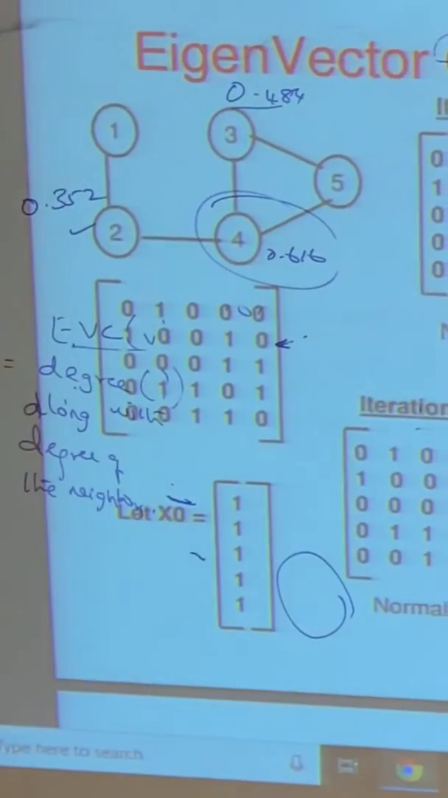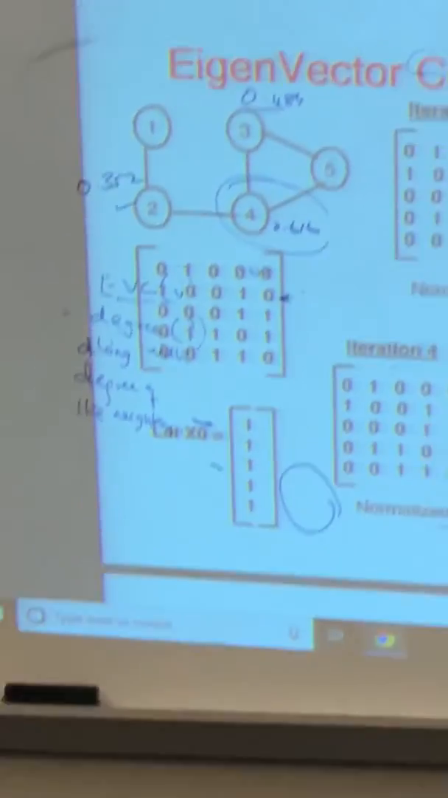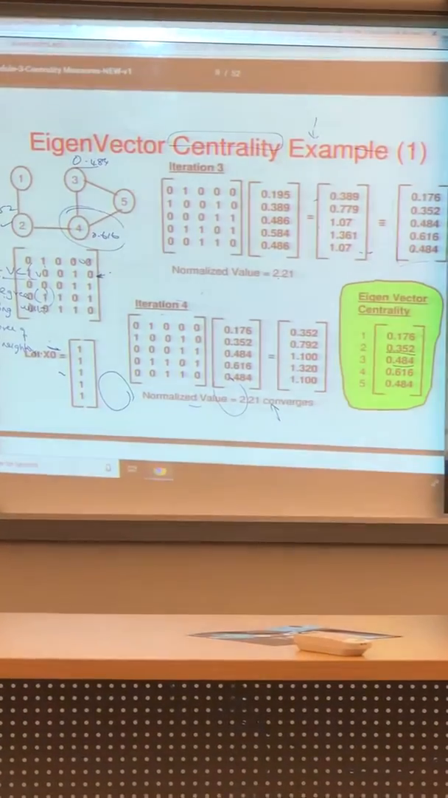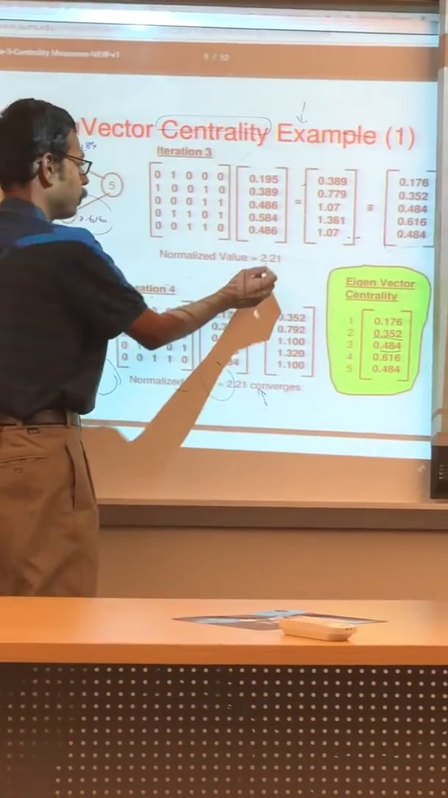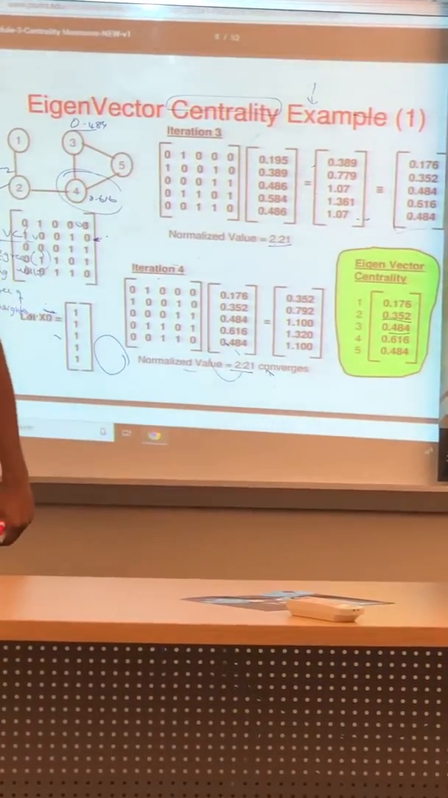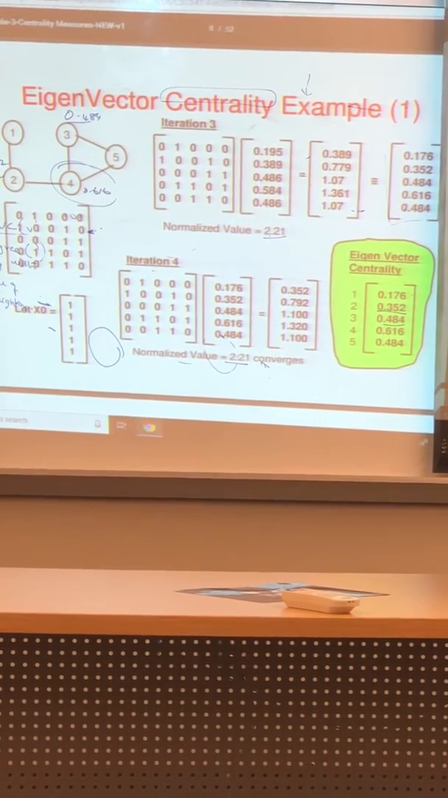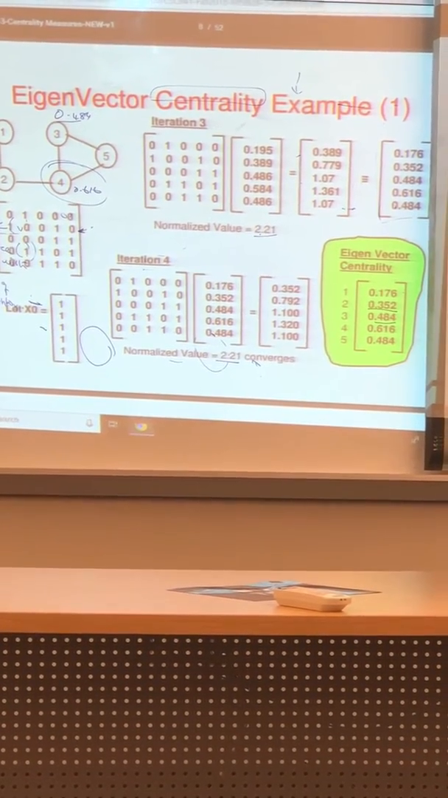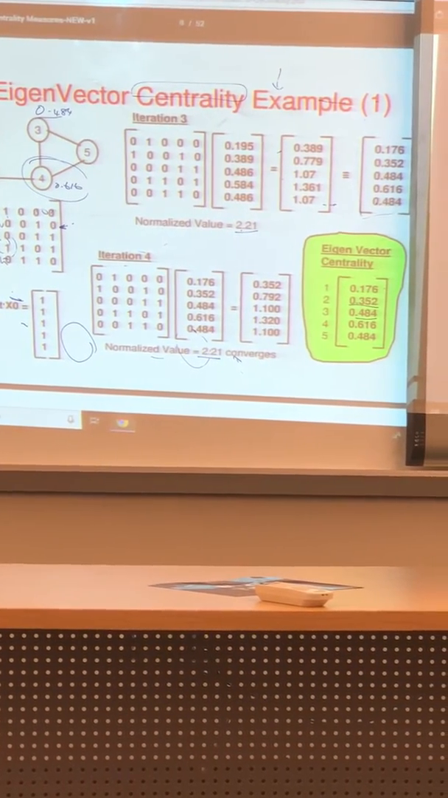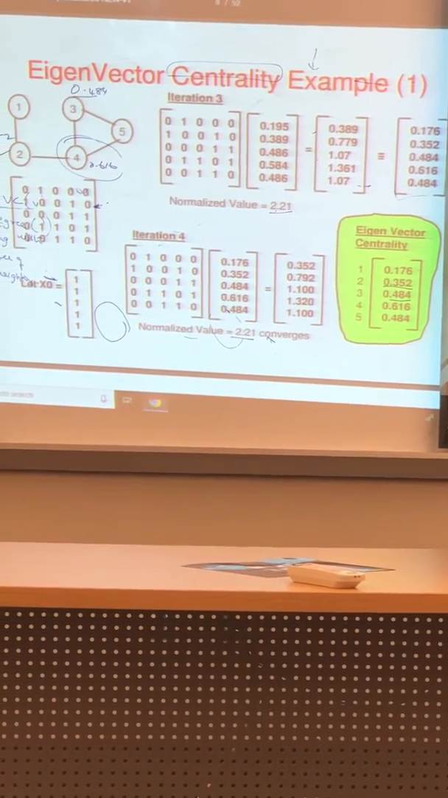So are you going to tell us how many times we have to repeat the process? Yeah, I told you already. You stop when the normalized value converges. Here the normalized value in the third iteration is 2.21 and in the fourth iteration is also 2.21. But for exam purposes, some graphs may take 10 iterations to even converge, so I may say go through 4 iterations. After 4 iterations, you could stop.